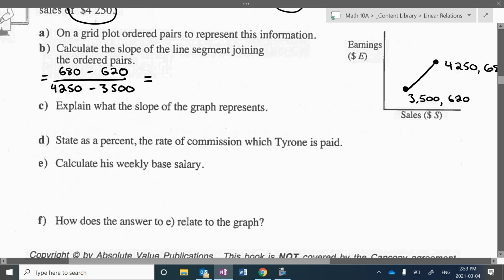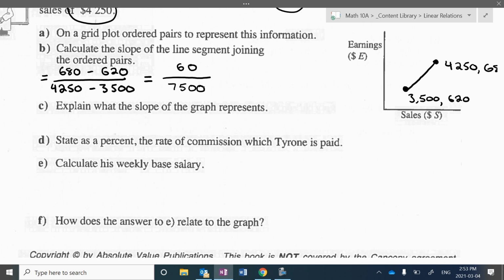When I subtract that out, first off, on your test, I said you won't get a calculator. I'm going to give you nice, pretty numbers to subtract. These ones aren't that hard, but yours would probably be even prettier than this, because you guys struggle with basic subtraction sometimes, and I don't want you to struggle because you can't subtract. The denominator is 750.